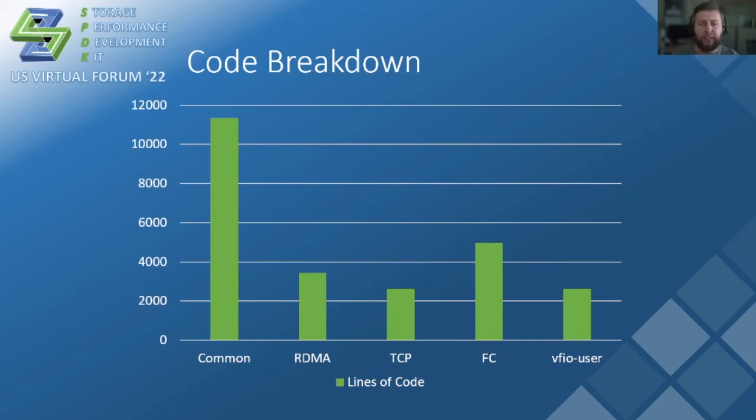Another interesting angle to take on the split between different transports is to look at the code breakdown between common parts for the transport handling and each particular transport. Having the common part be such a large part gives consistent support for the features for all the transports. It also lowers the barrier of entry for a new transport, which is evident by looking at the 2600 lines of code of VFIO-user, a memory-based transport.